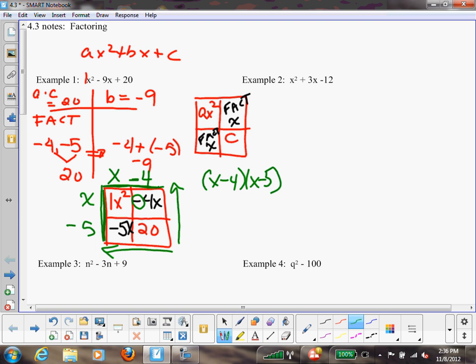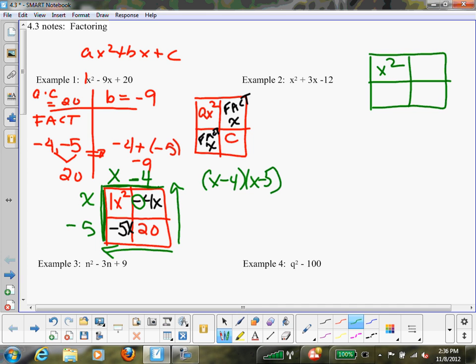Now, that's easy. You could have figured this out without using the box method, but let's do the box method on the easy ones so that when we get to the harder ones, they make more sense.